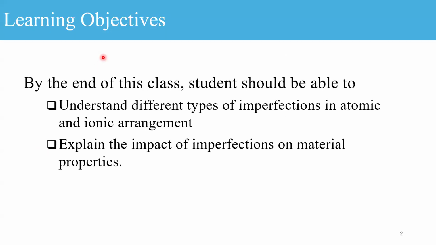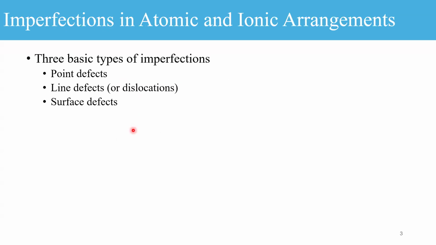So the objective of today's class is that by the end of this class, you should be able to understand different types of imperfections in atomic and ionic arrangement, as well as explain the impact of imperfections on material properties. So there are basically three basic types of imperfections known as point defects, line defects, which are also called dislocations, and we have surface defects.